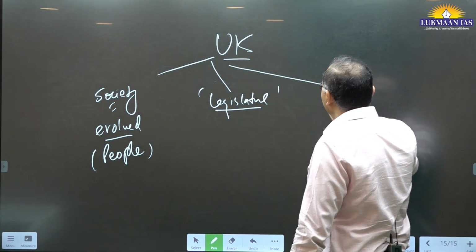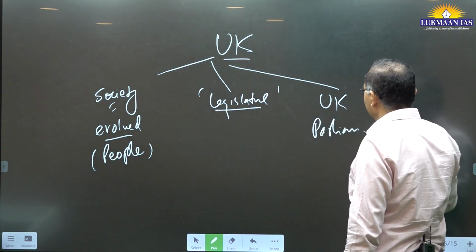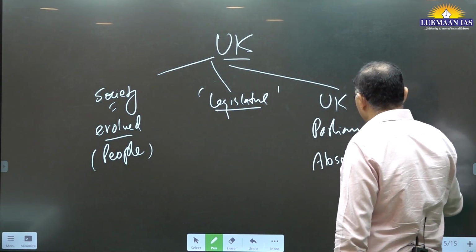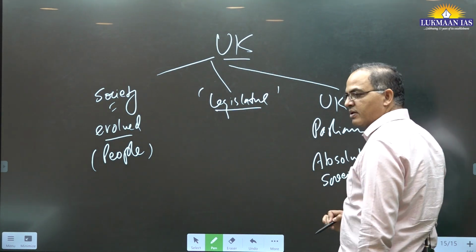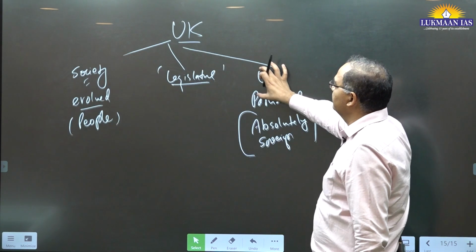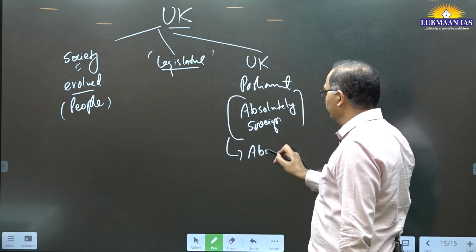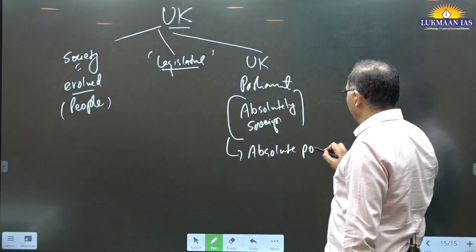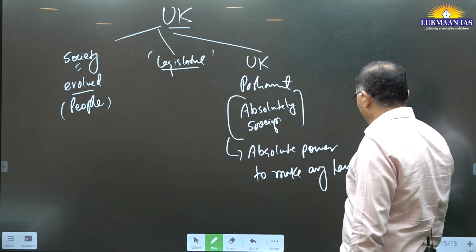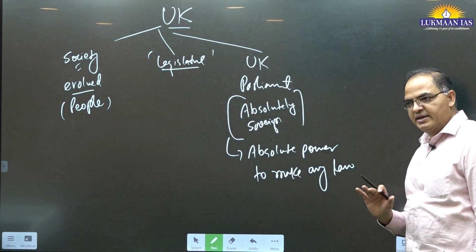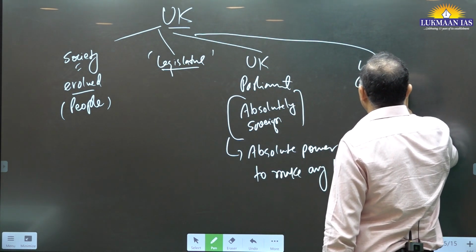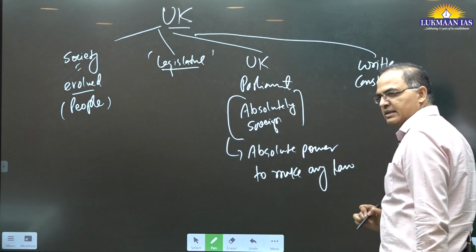Therefore, let's say the UK Parliament is absolutely sovereign. Right? It means it is not bound by any law. It has absolute power to make any law. Now, it does not have a written constitution.